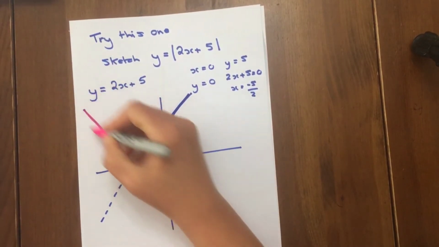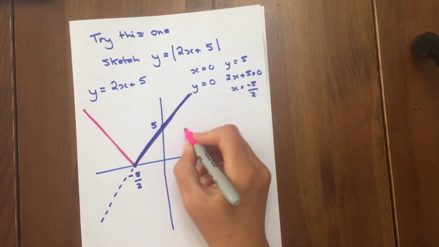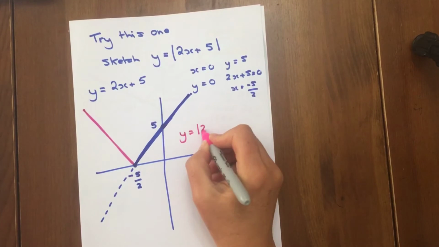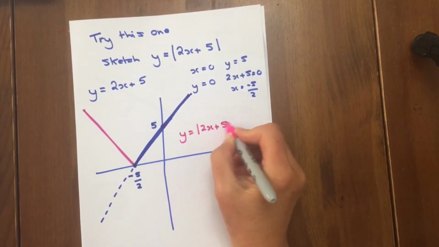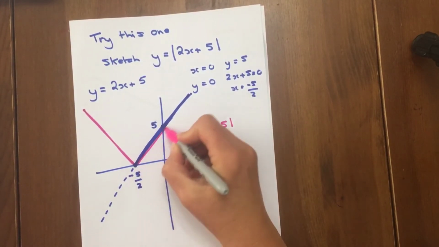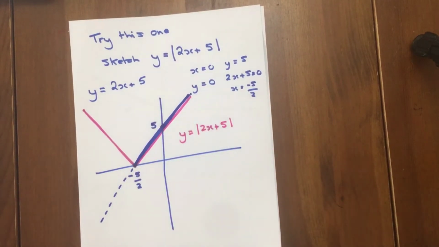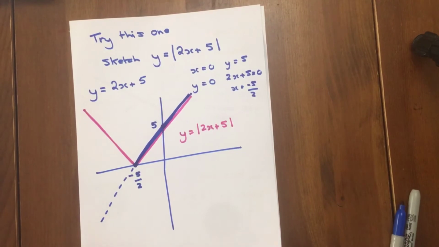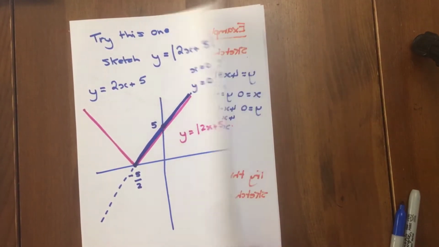So this V shape here is y equals modulus of 2x plus 5. So the whole of this V shape. So I hope you've got that now. And if not, try some more from the book and check your answers in the back of the book.